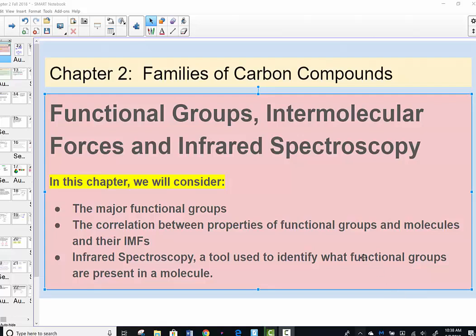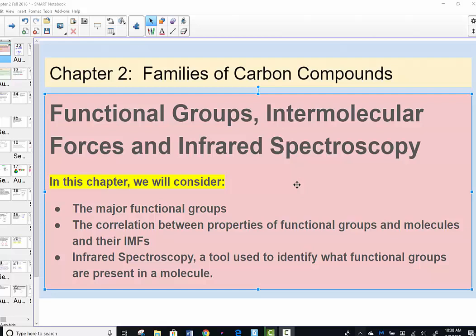This lesson is going to talk a little bit about our chapter in organic chemistry called Families of Carbon Compounds. We're going to look at functional groups, the intermolecular forces between functional groups and intermolecular attractions in general, and then a tool used to identify specific functional groups in molecular compounds known as infrared spectroscopy.